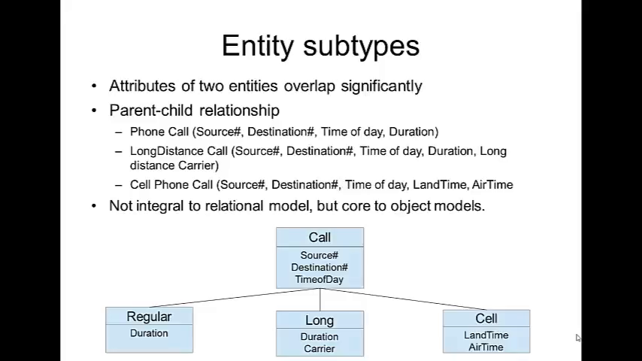So really what we want to do is to take the call object, or the call entity, and add on the extra attributes depending on which subtype of call we're talking about. These parent-child relationships are not integral to the relational model and aren't modelled very well within it, but are core to object models, and we'll meet these again later, both in this lecture and in the object modelling situation. So bear in mind that some relational databases may support entity subtypes. You may see them in an ER diagram, but they are not standard to ER diagrams or the relational model in general.